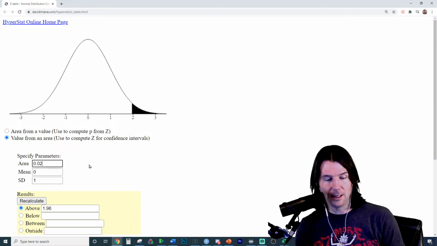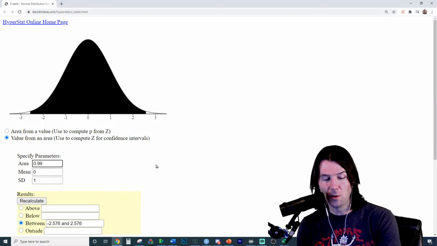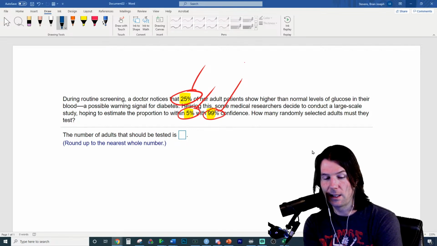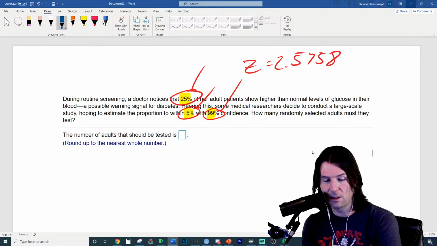We're going to put in 99%. And when we do a confidence interval, we need to shade the middle. And now let's see, 99%, and it's 2.5758. So that is the Z-score for 99% confidence. Yours might be different. Use the David M. Lane link in the chat.